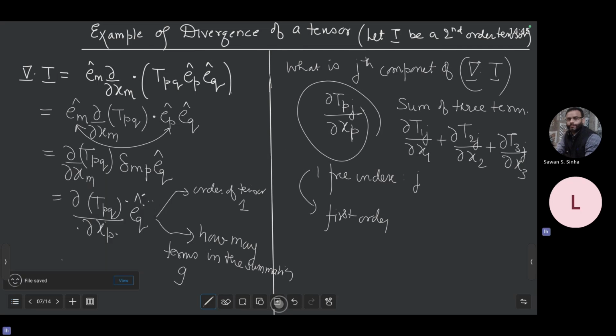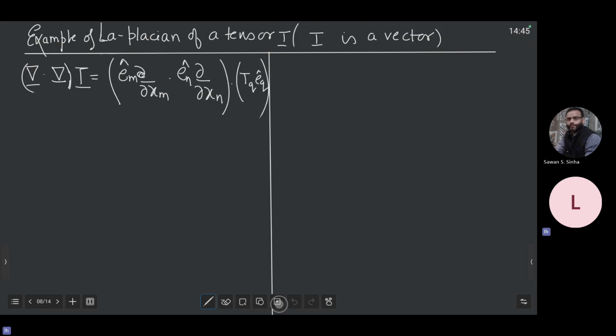Next thing. Laplacian. Example of a Laplacian of a tensor. T is a vector, I'm taking my choice. Let's illustrate. This is what the definition is. And in this definition, mind you, there is a parenthesis here. What is the significance of that? The significance is they should dot first, and then whatever is coming out from that is going to act on the operand or the density.